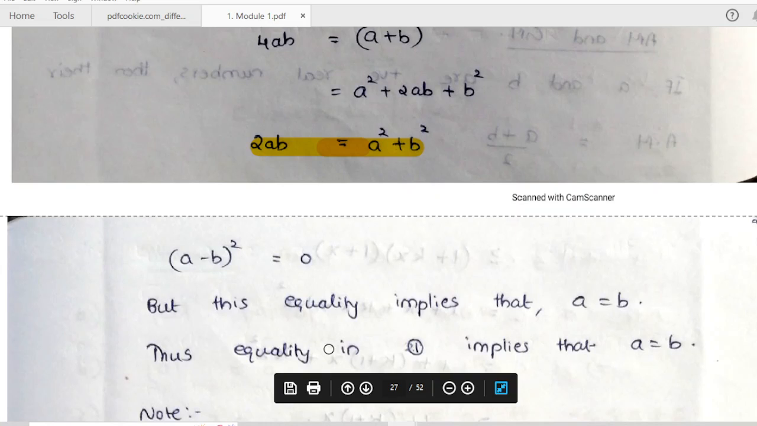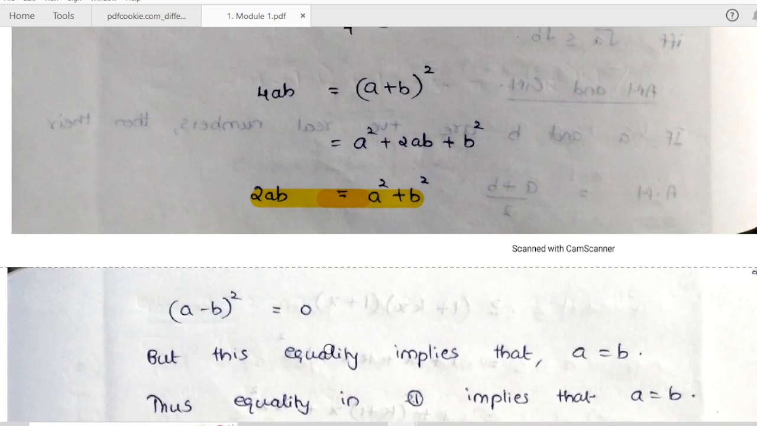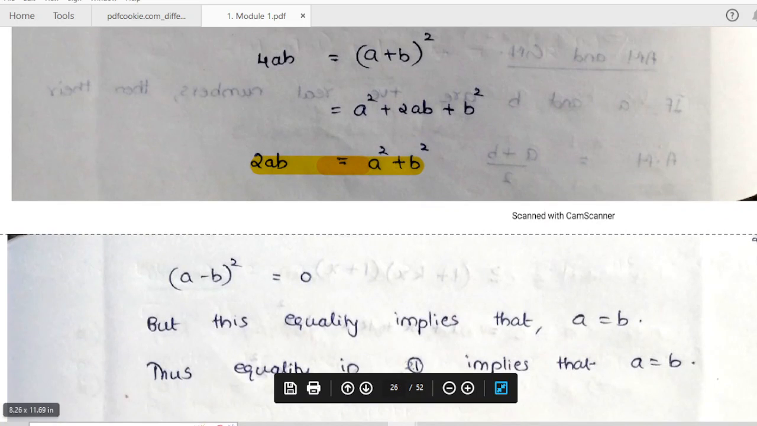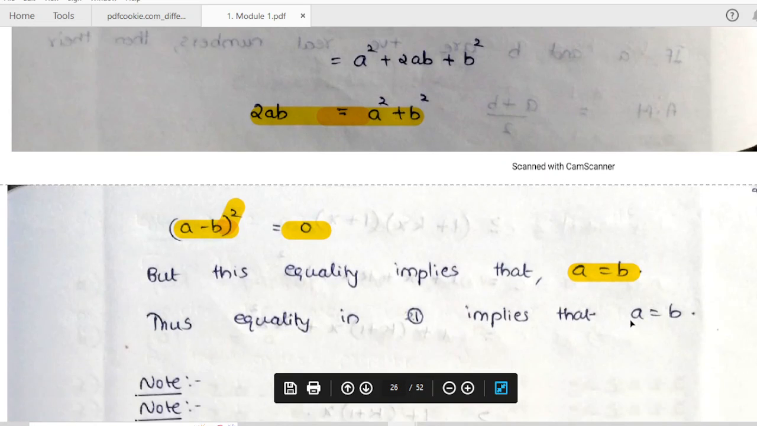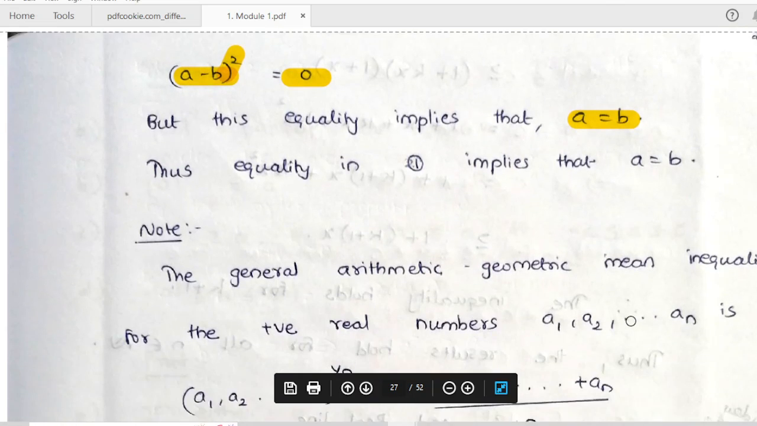Now we have to prove that A is equal to B. So we can see that A square plus B square minus 2AB equal to 0 വരും. അതായത് A square plus B square minus 2AB എന്ന് പറയുമ്പോൾ A minus B whole square is equal to 0. But this equality implies that A is equal to B. Thus equality in one implies A is equal to B.